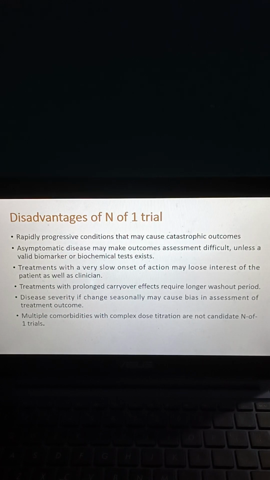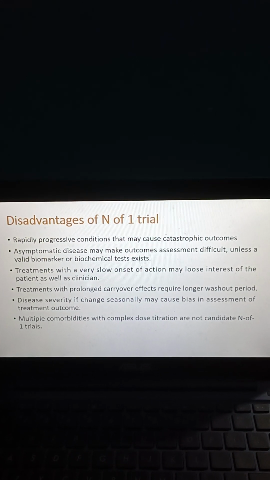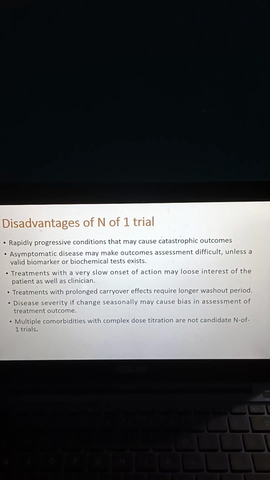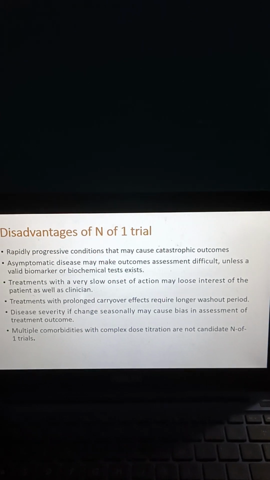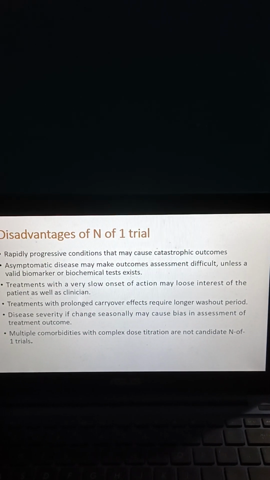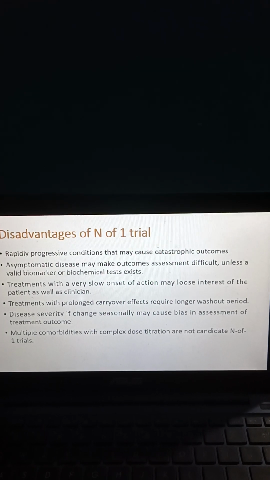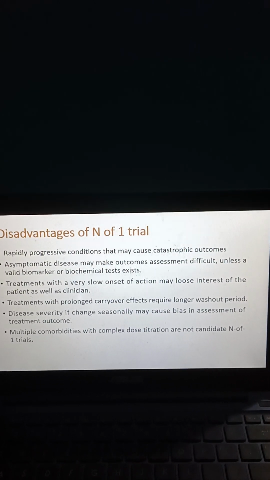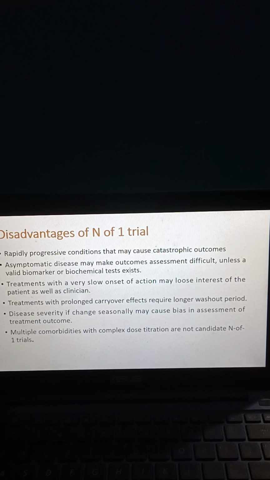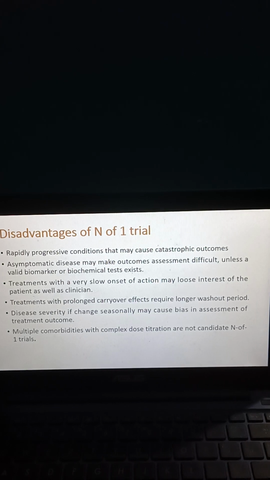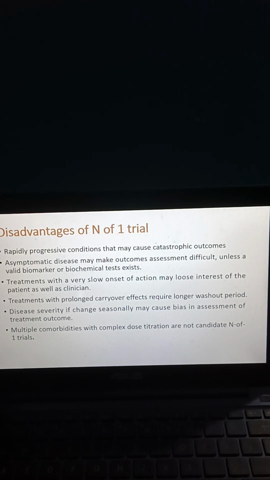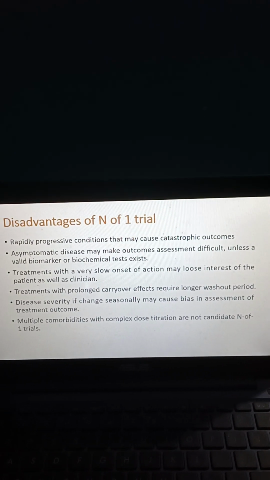Coming to disadvantages of N of 1 trials: rapidly progressive conditions that may cause catastrophic outcomes. Asymptomatic disease may make outcomes assessment difficult unless a valid biomarker or biochemical test exists. Treatments with a very slow onset of action may lose the interest of the patient as well as the clinician. Treatments with prolonged carryover effects require a longer washout period. Disease severity, if changed seasonally, may cause bias in assessment of treatment outcome. Multiple comorbidities with complex dose titration are not candidates for N of 1 trials.